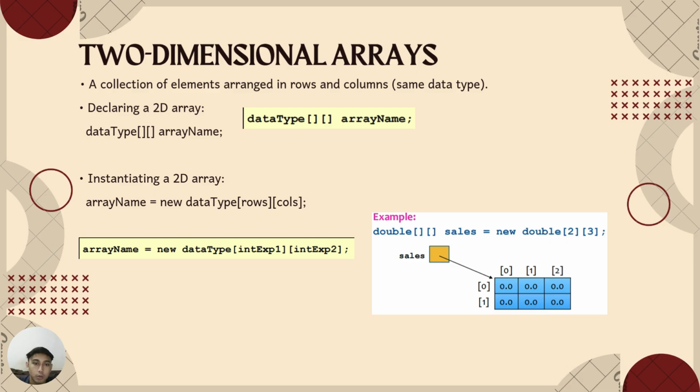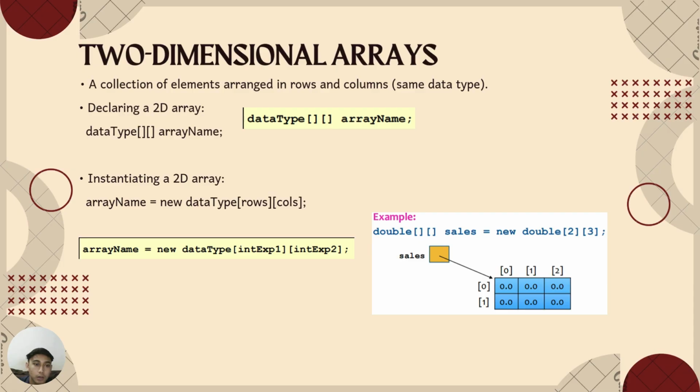Assalamualaikum warahmatullahi wabarakatuh. My name is Muhammad Rushaidi from Group 3. Today I'll be presenting the topic two-dimensional array from Chapter 4. In this section, we learn how two-dimensional arrays are declared, used, and processed in Java. A collection of elements arranged in rows and columns, same data type.